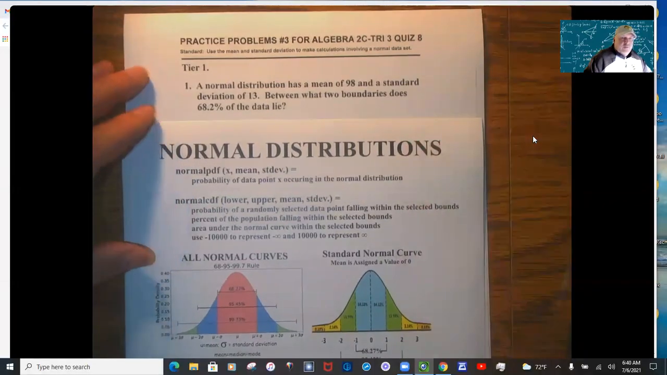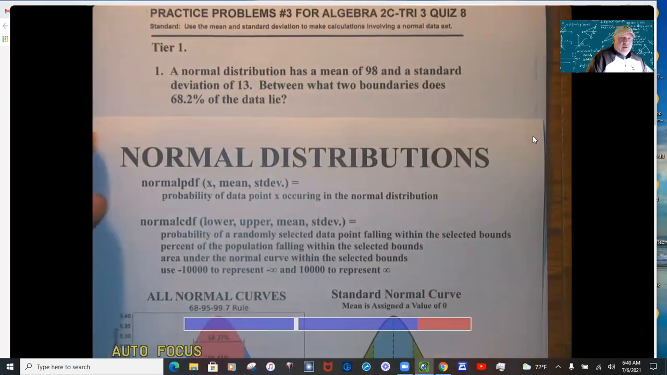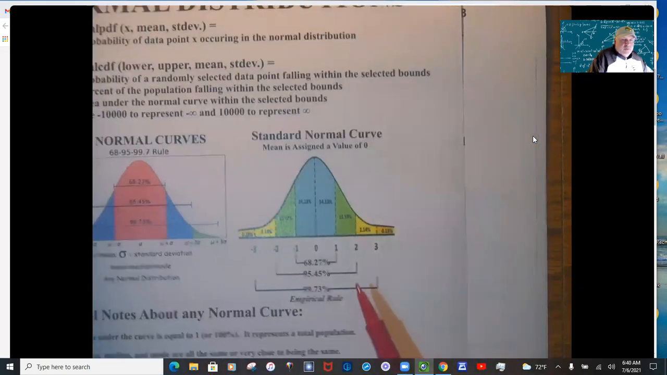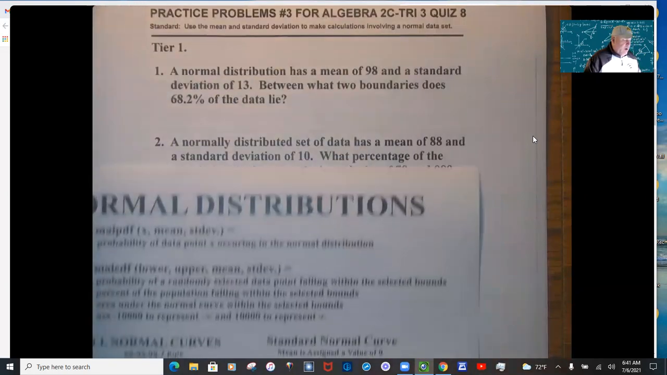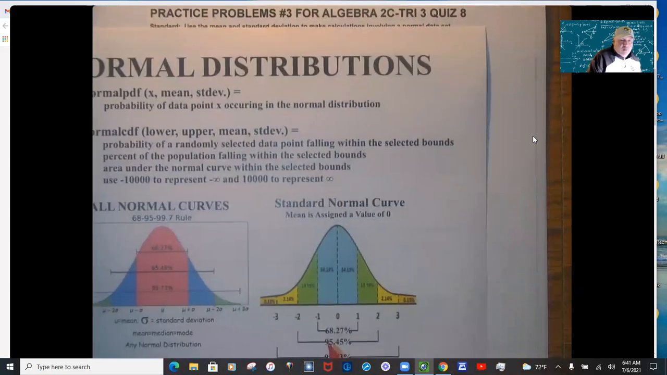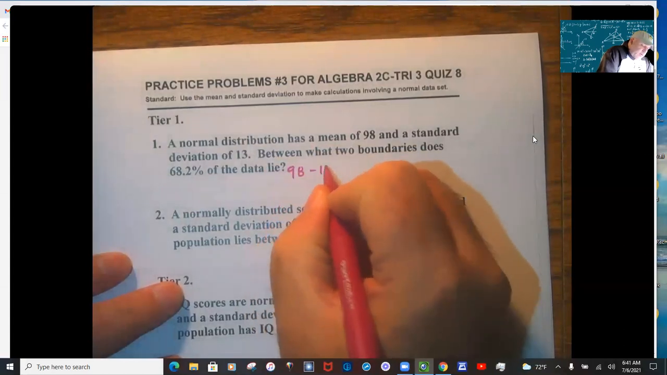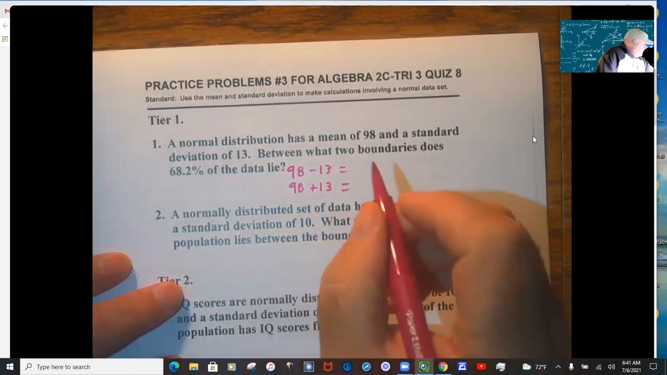These are the solutions for the third practice quiz for quiz 8 in the third trimester of Algebra 2. On problems 1 and 2, you're using this standard normal curve, and you need to figure out how many times the standard deviation is being added and subtracted, or what percent goes with it. On problem 1, 68.2 means one time that we add and subtract the standard deviation. And I'll say this, it can be once, twice, or 3 times.